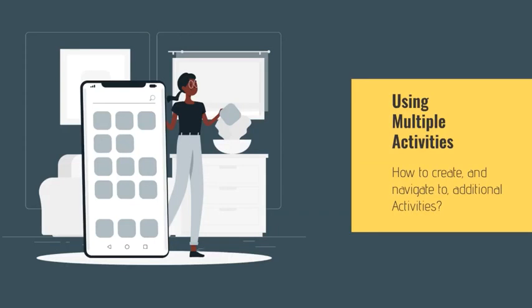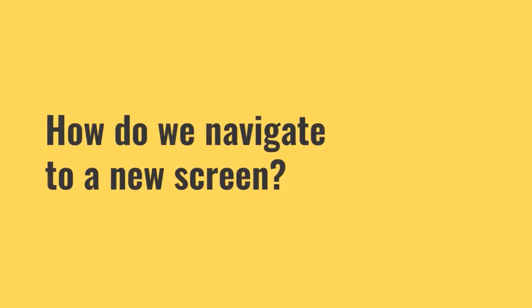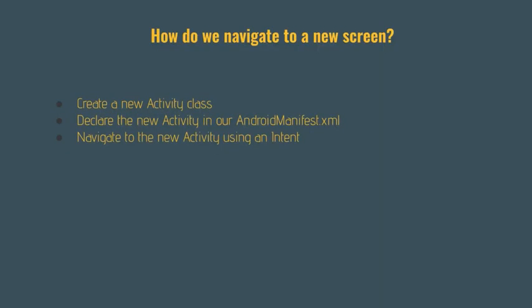So our first topic this week is using multiple activities, and specifically how to create and navigate to additional activities within our application. So how do we navigate to a new screen? Well, there's a few ways we can go about it. But to start, we're going to be using a new activity to navigate to a new screen. So to do that, we will create a new activity class. We will then declare that new activity in our Android manifest file. And then we will navigate to that new activity using an intent.